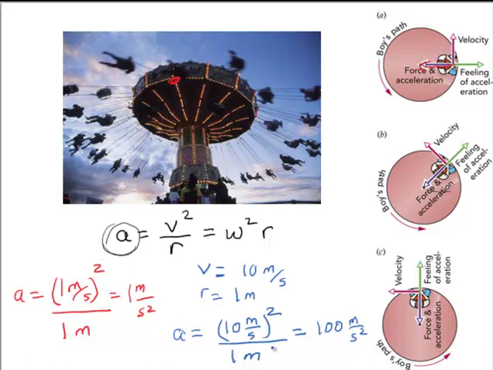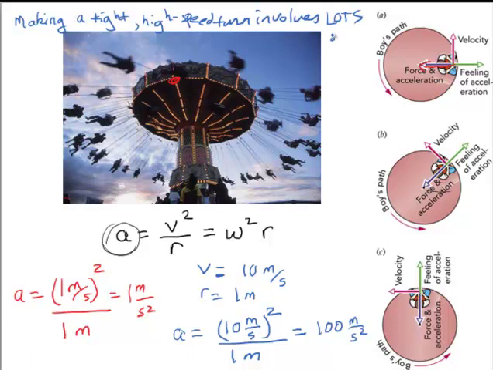So I like the way your textbook phrases this. He says, making a tight, high-speed turn involves lots of acceleration. So that's why you can see in this next little clip how these absolutely insane people have to do a lot of gunning and acceleration to get those cars up on the side of the slope.